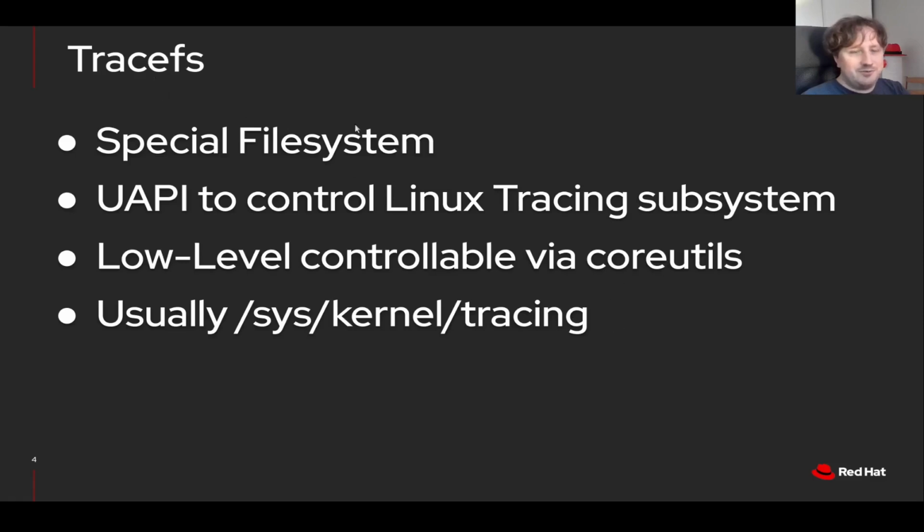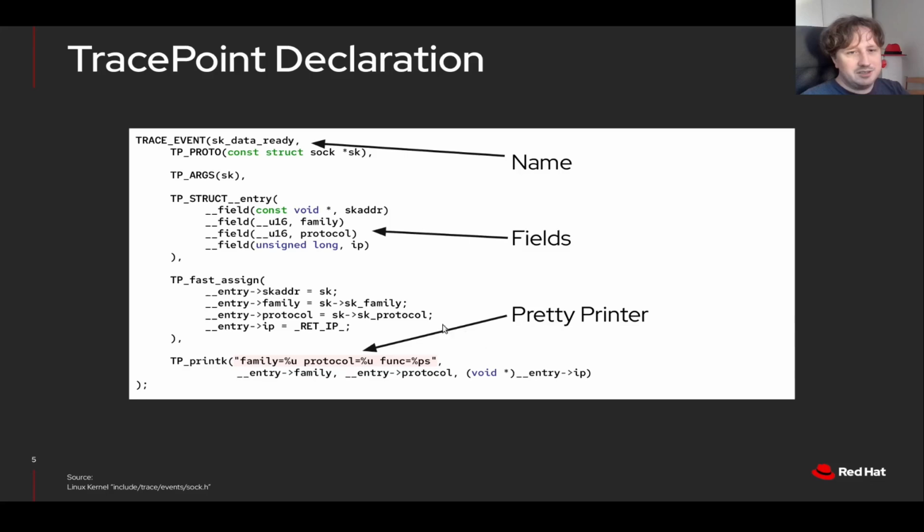First of all, there's tracefs. This is a special file system. It provides a UAPI to control the Linux tracing subsystem. It's like proc or sysfs, where you can control everything with coreutils like echo and cat. Like echo 1 enables tracing, and 0 disables it again. There are also a lot of other files where you can configure everything. And it's usually mounted in /sys/kernel/tracing.